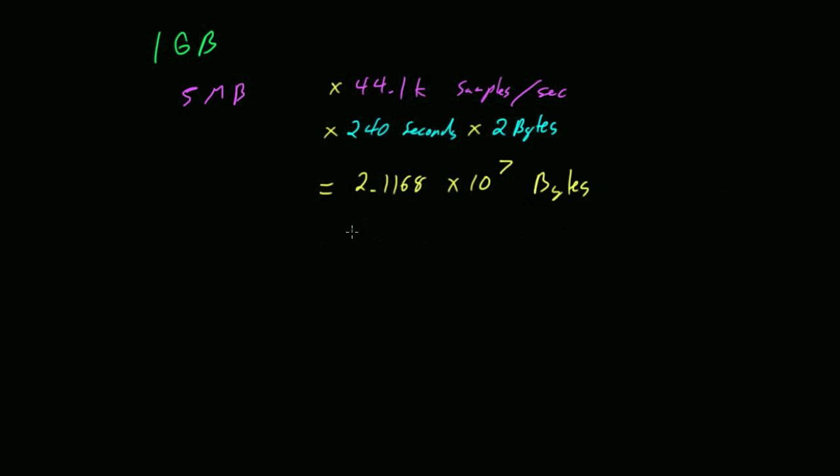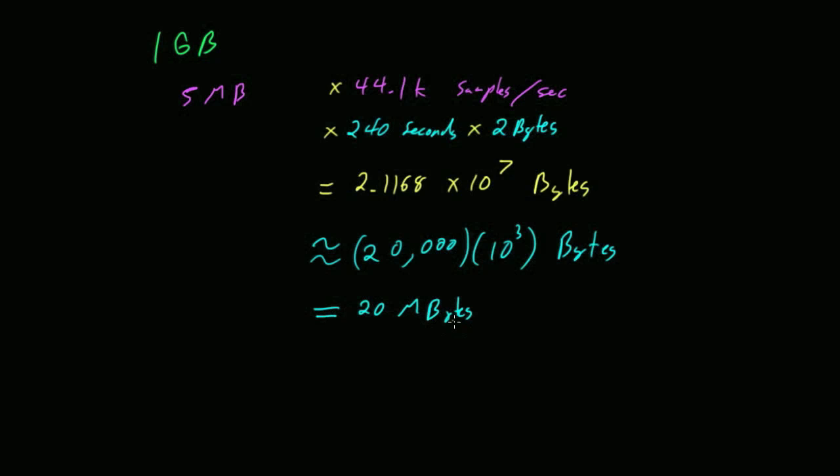About 20,000 K, right? It's 20,000 K, which is actually the same as 20 megabytes. Roughly. I mean, we're rounding. I'm not dotting the i's. I did 44 instead of 44.1. So you multiply all that together, you get something in the neighborhood of 20 megabytes, which is uncompressed. So like you were saying, if you do a WAV file, you'd be looking at about a 20 megabyte file. That's totally uncompressed.